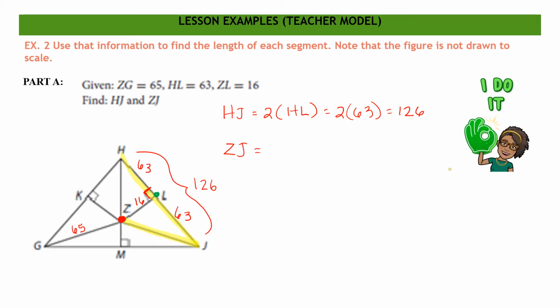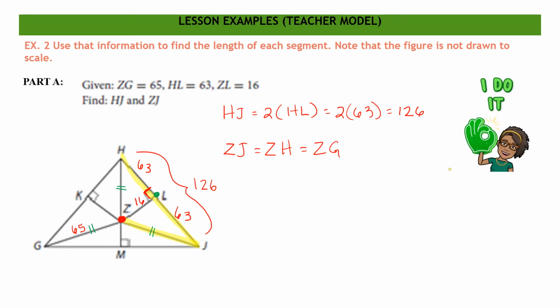Well, what do we know about the theorem that we just did in the proof? We know that the circumcenter Z is equally distant to all of the vertices of a triangle. So that means from Z to J is equal to the distance from Z to H, which is equal to the distance from Z to G. So we can write this statement: ZJ is equal to ZH, which is equal to ZG.